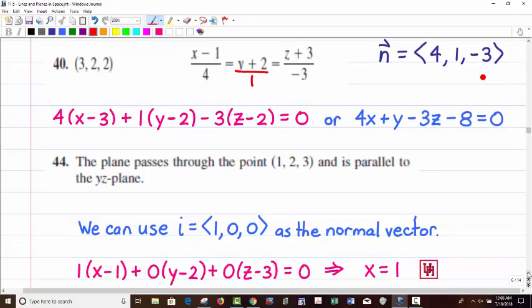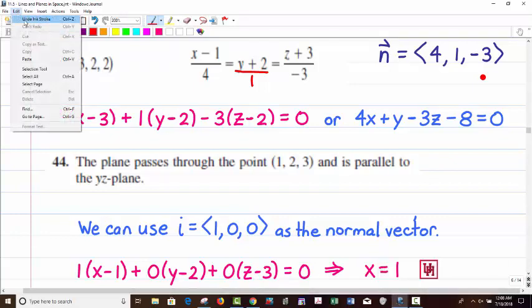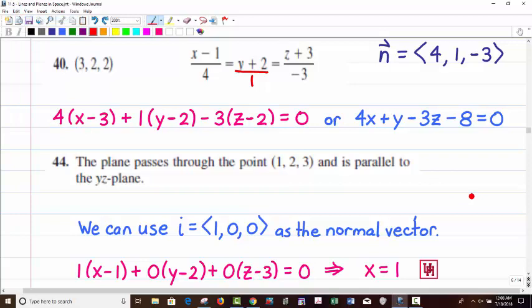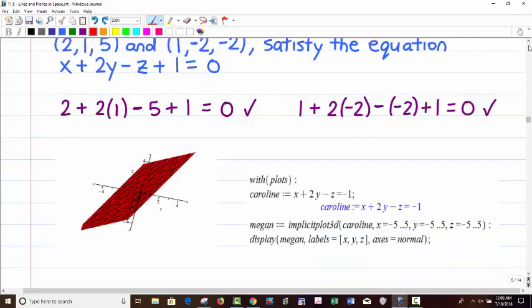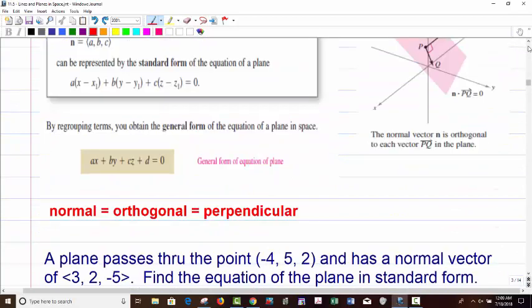All right, now we have one that says a plane passes through the point 1, 2, 3 and is parallel to the YZ plane. Parallel to the YZ plane. Kind of interesting. Well, any vector, the standard, I'm using the standard unit vector i here because that's good enough. But basically, let's see if I can just draw this here. Maybe I can go find a better picture of the coordinate system.